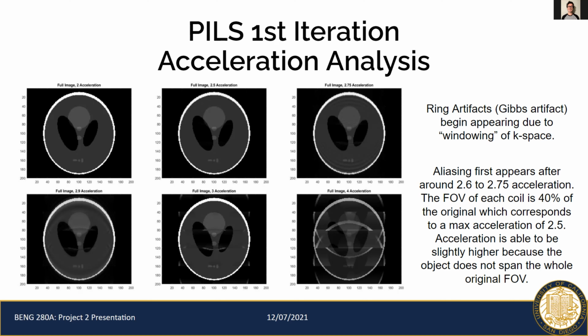Another, more specific to PILS, is that aliasing first begins to appear around the 2.6 to 2.7 acceleration if you look at the bounds of where the coil sensitivity regions are. The field of view of each coil is 40% of the original, which theoretically corresponds to a max acceleration of 2.5. The acceleration is slightly higher because the original object doesn't span that whole original field of view, so the theory and simulation here match. Next.